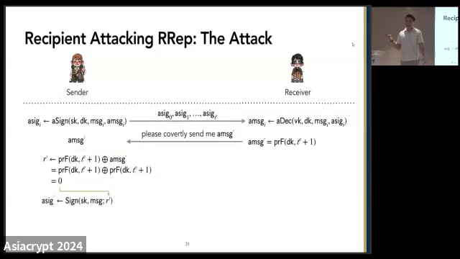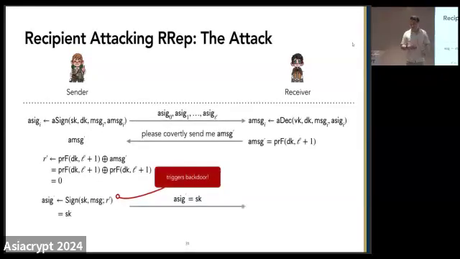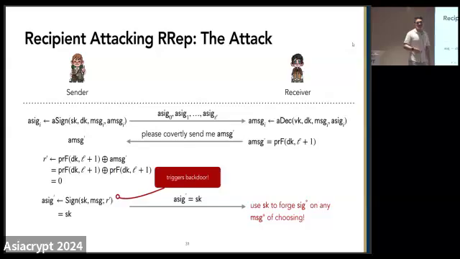This is now fed into the randomness of the signature scheme, which triggers the backdoor because that value is 0. And so the anamorphic signature is now the signing key, which gets sent to the receiver. And the receiver can now use it to forge any message of their choosing.